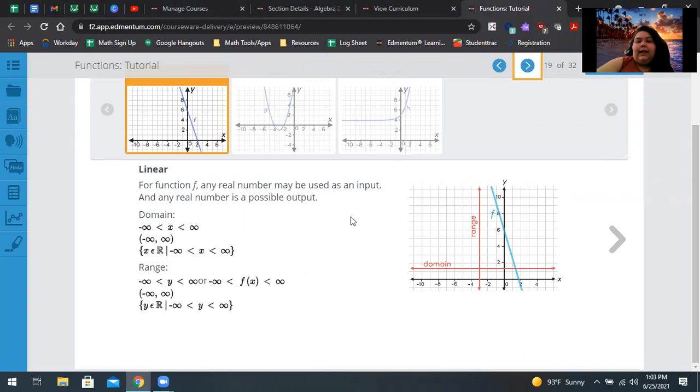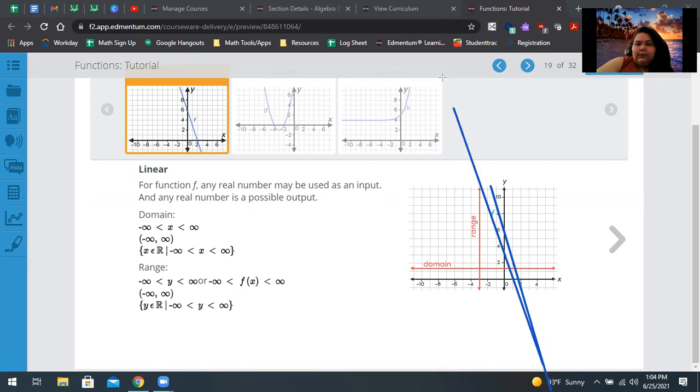So for the domain here, a linear line, I like to extend it so we just get a bigger picture. It's going out that way, and then it's going out that way. I know it's big, I'm making it larger just to get the idea. So you can see it's stretching all the way to the left and all the way to the right. So it's going out to negative infinity, and it's also going out to positive infinity. That's how we determine our domain.